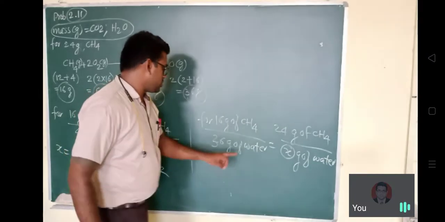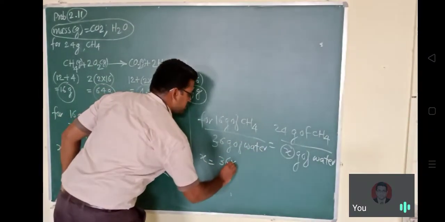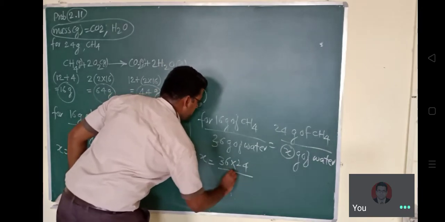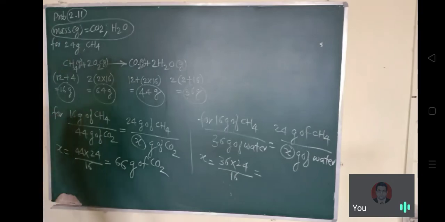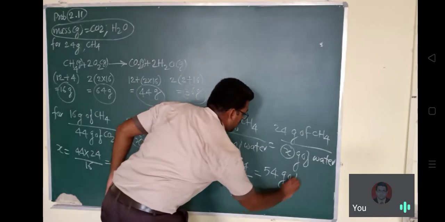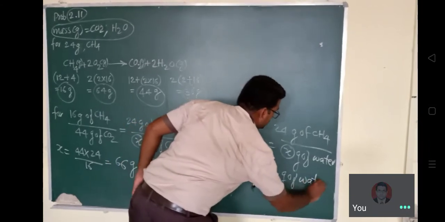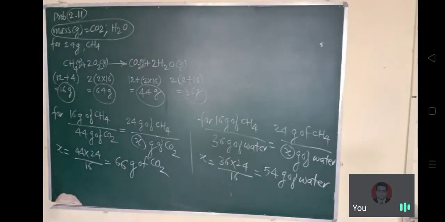X is equal to 36 multiplied by 24 divided by 16. So in this way, the value of X is 54 grams of water. So 54 grams of water will be required.